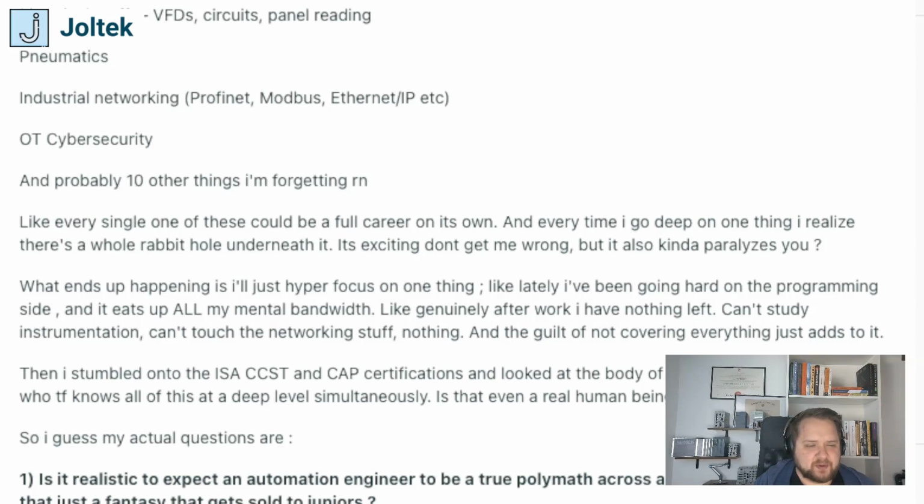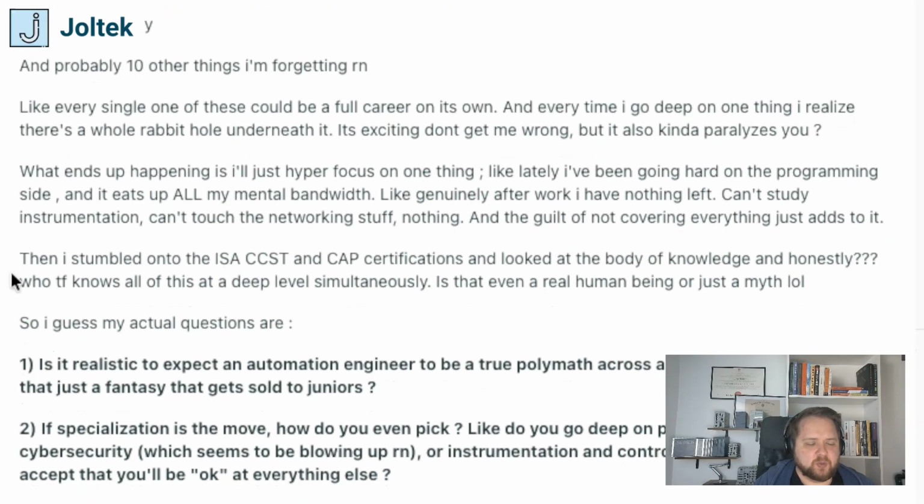Like every single one of those could be a full career on its own, and every time I go deep on one thing, I realize there's a whole rabbit hole underneath it. It's exciting, don't get me wrong, but it also paralyzes you. What ends up happening is that hyper focus a thing.